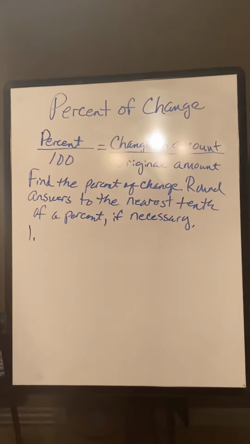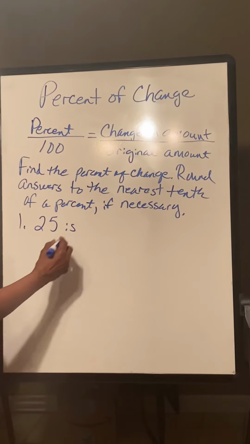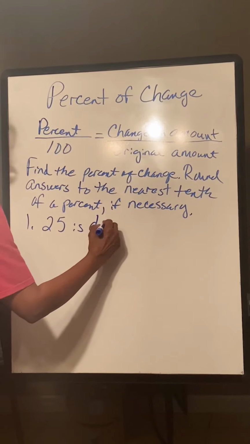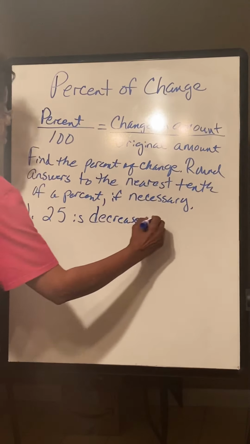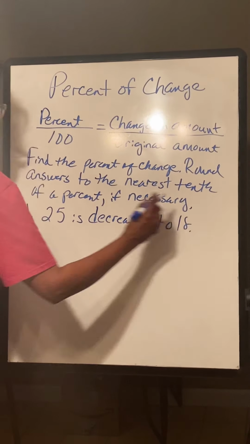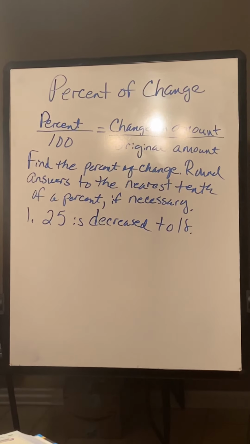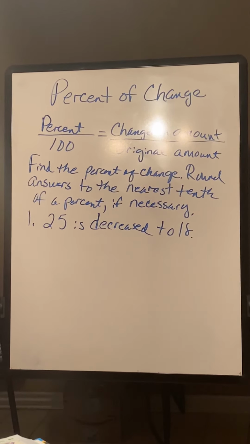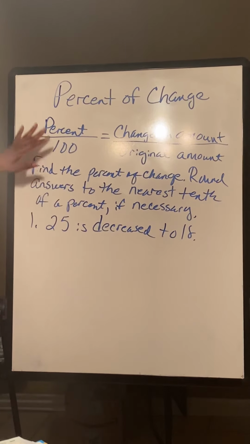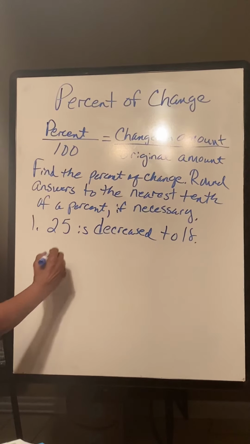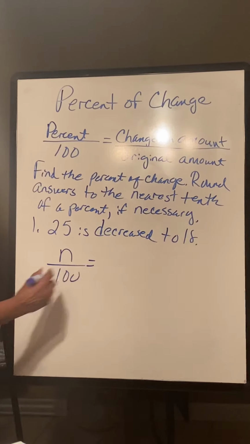So example 1. If I had 25 decreased to 18. Well, I already know that it is a percent of decrease because the word tells me that it had been decreased. So what we're going to do is set up our proportion. So we're trying to find the percent of change. So that means that percent is unknown to me. So I'll use a variable. So I'll use n over 100 is equal to.